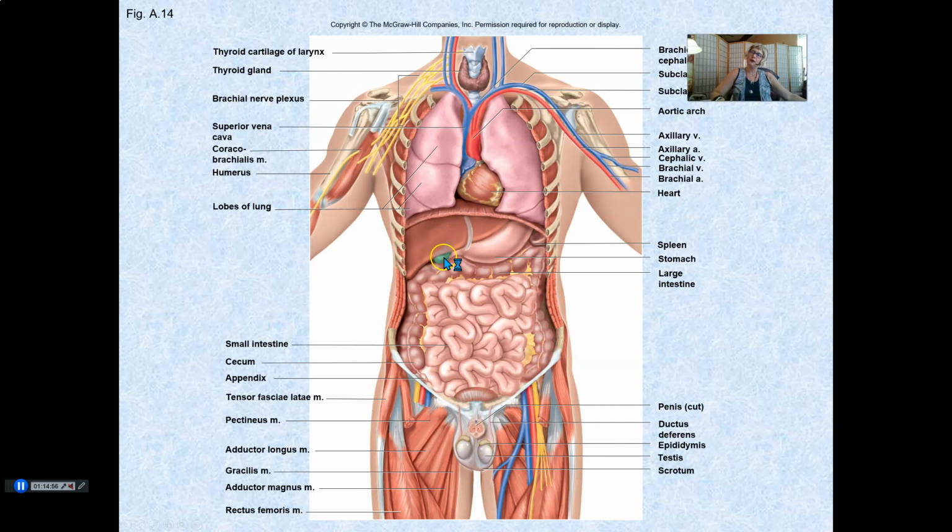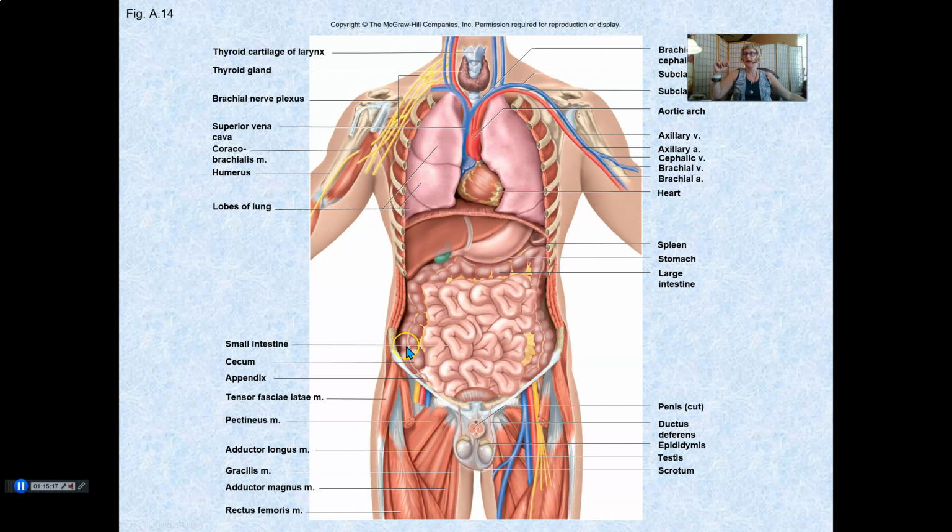Besides the liver, below it is the gallbladder. The liver mainly, it does 20 million things, but one of the things it does is it makes bile, and the gallbladder stores the bile. This little J-shaped structure, you can't see the whole J because it's hiding underneath the diaphragm, but that's the stomach. And behind the stomach is the pancreas.